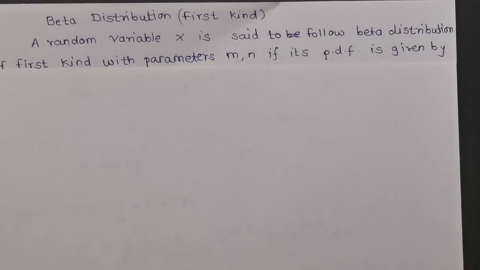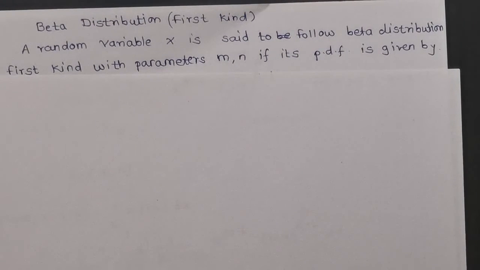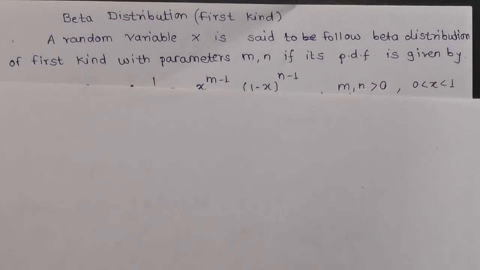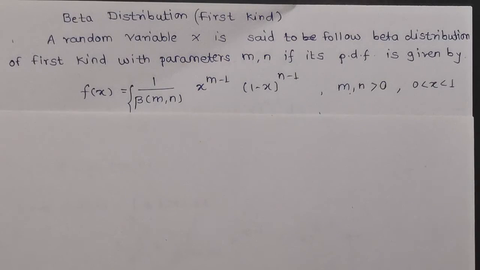So now we will go to the beta distribution of first kind. So beta distribution of first kind is applicable in Bayesian inference or statistical inference. In that case we will use the beta distribution of first kind.